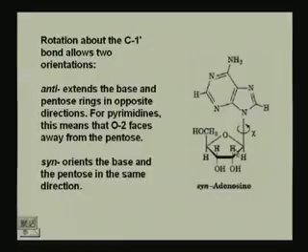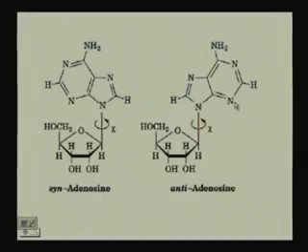Okay. This is a syn orientation, because in the purine case, we have the 6 membered and the 5 membered rings fused to one another, right. And when you have a syn orientation, you have the base and the pentose, that is this part of the sugar, on the same side. It is anti when it goes on the other side. Okay. Now, this rotation is also possible.